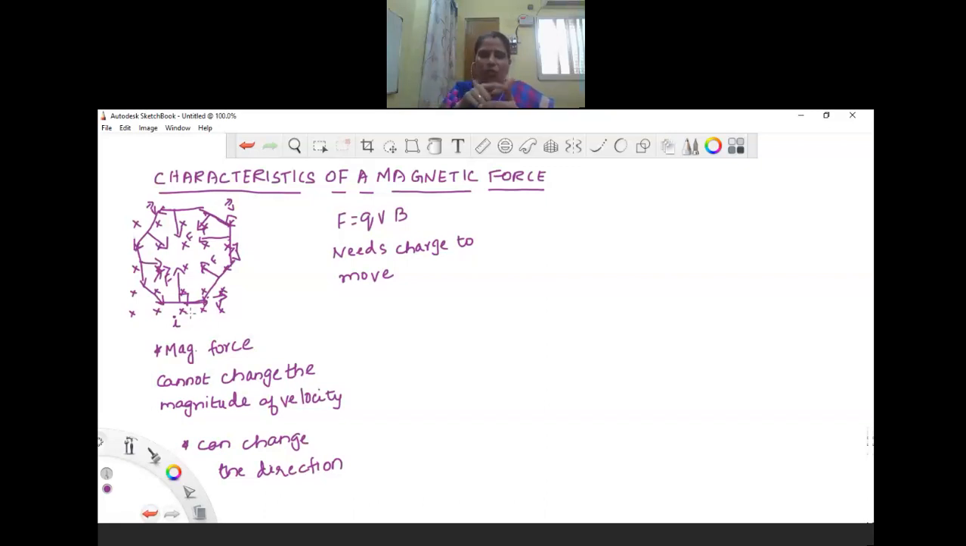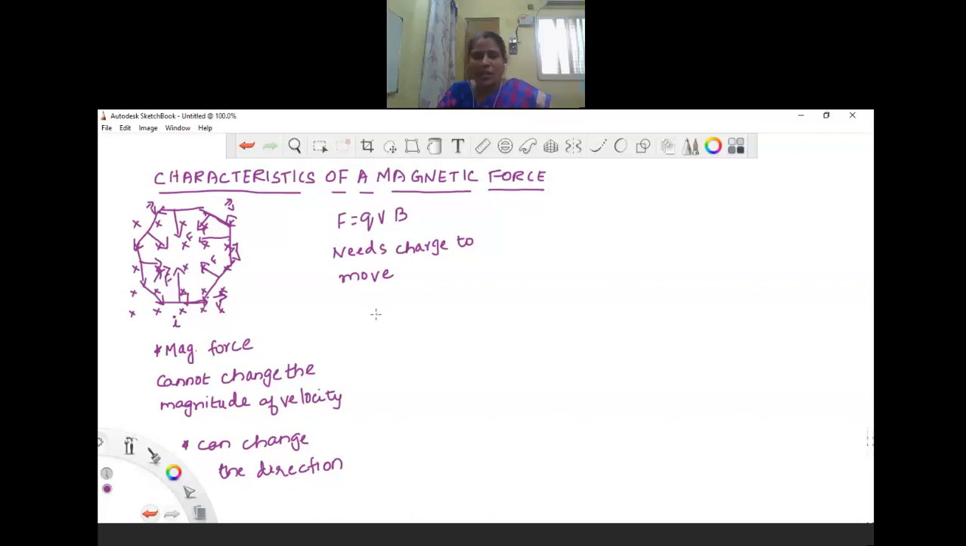This force will be perpendicular to both velocity as well as the magnetic field. This magnetic force cannot change the magnitude of velocity, but it can change the direction. And this magnetic force needs the charge to move, that is, only a moving charge experiences it. Now let us see what the characteristics of electric force are.